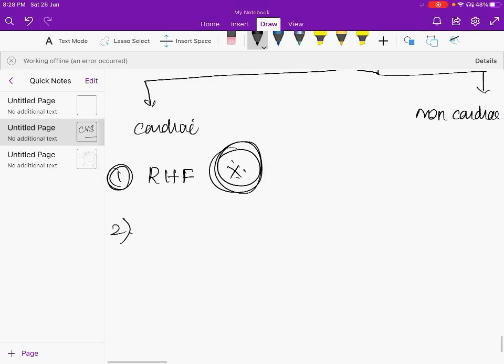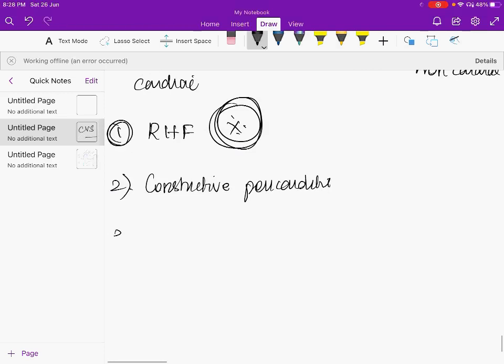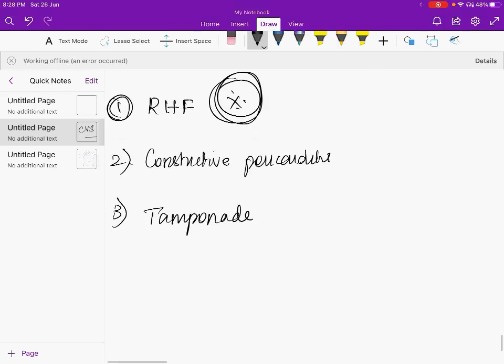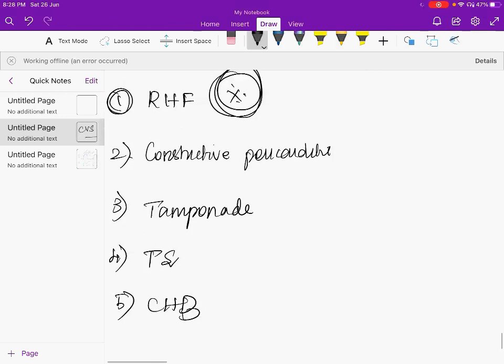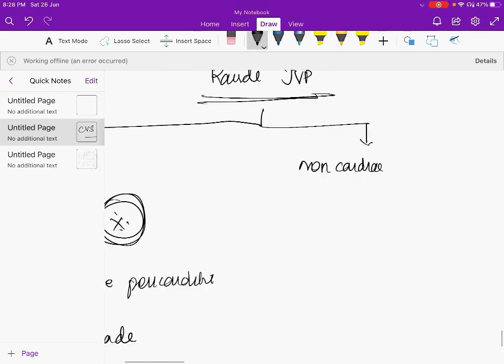Okay. So some other causes are your constrictive pericarditis, your cardiac tamponade, and some have answered tricuspid stenosis. Though it is partially correct, we can add it. Tricuspid stenosis, your complete heart block. Complete heart block will have raised JVP.